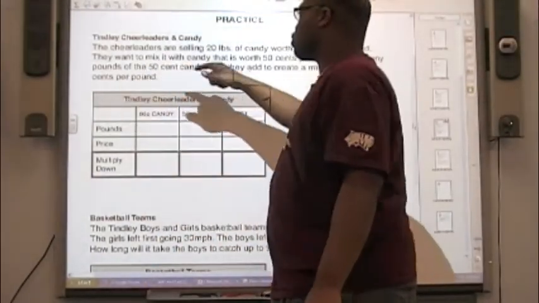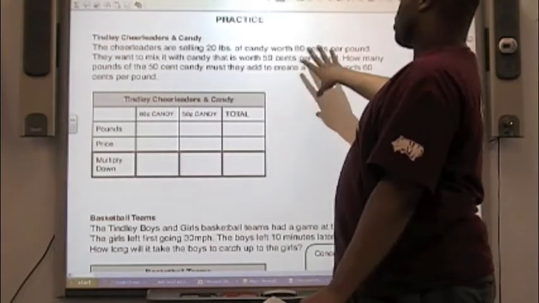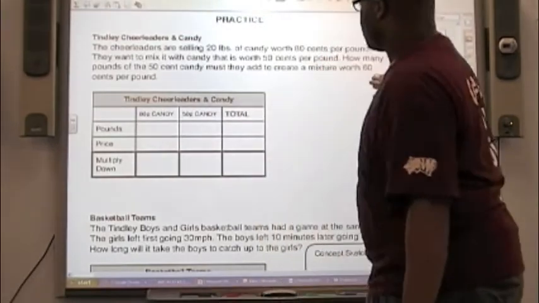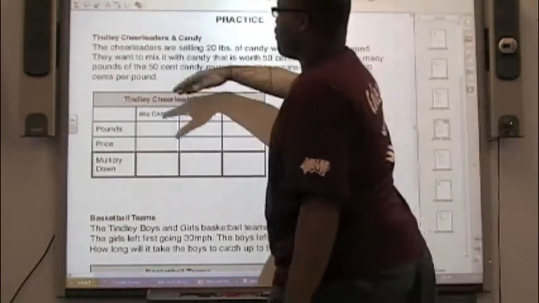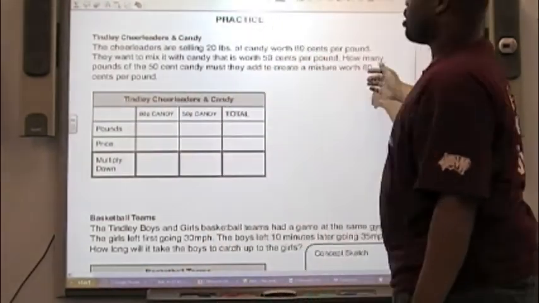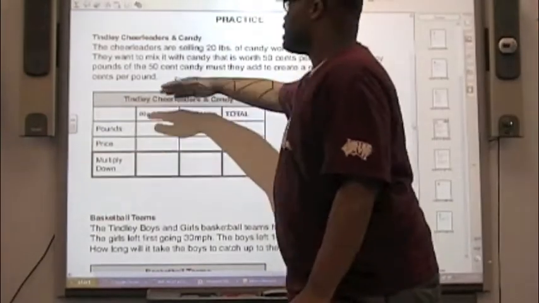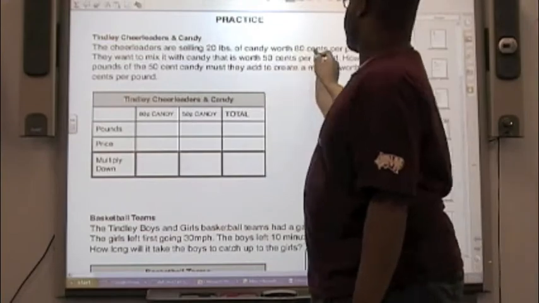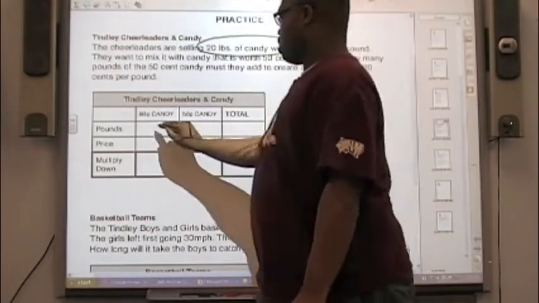It says, the cheerleaders are selling 20 pounds of candy worth 80 cents per pound. They want to mix it with candy that is worth 50 cents per pound. How many pounds of the 50-cent candy must they add to create a mixture worth 60 cents per pound? So this is what we know. The 80 cents candy here, there are 20 pounds of it.